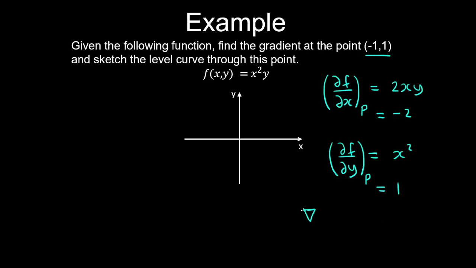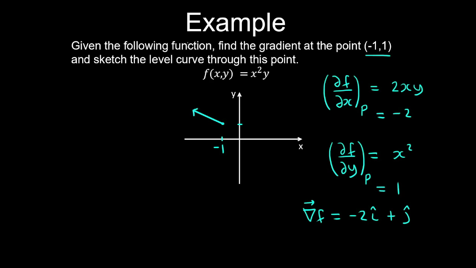So the gradient of f has an x component of negative 2 and a y component of 1. So at the point with coordinates minus 1 and 1, the gradient goes negative 2 in the x direction and 1 in the y direction. So it looks something like this.